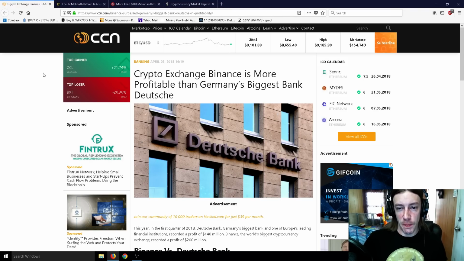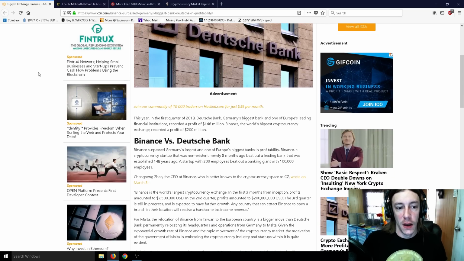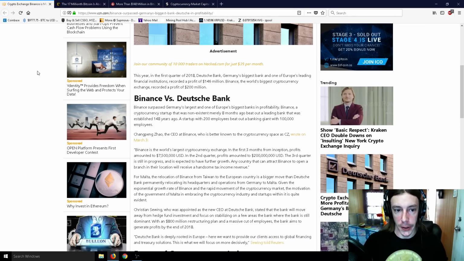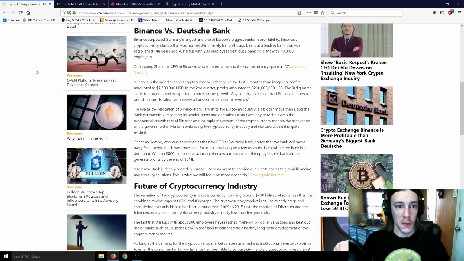So crypto exchange Binance is more profitable than Germany's biggest bank, so it's bigger than Deutsche Bank. In the first quarter of 2018, Deutsche Bank, Germany's biggest bank and one of Europe's leading financial institutions, recorded a profit of $146 million. Binance recorded a profit of $200 million. So Binance surpassed Germany's largest and one of Europe's biggest banks in profitability.